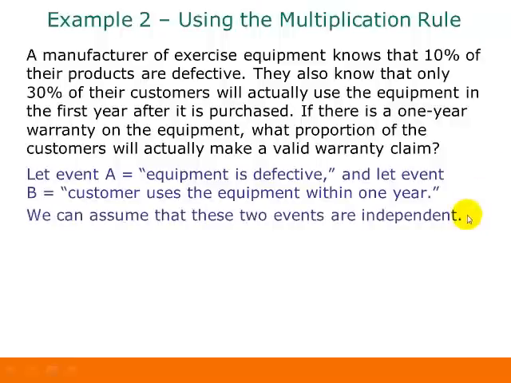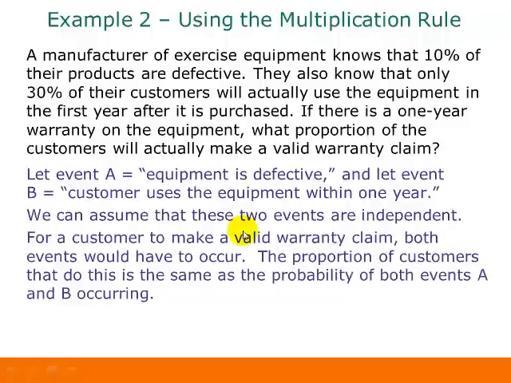Now we can assume that these two events are independent. And again, for a customer to make a valid warranty claim, both events have to occur. The proportion of customers that do this is the same as the probability of both events A and B occurring. So to get the probability of A and B, we use the multiplication rule.